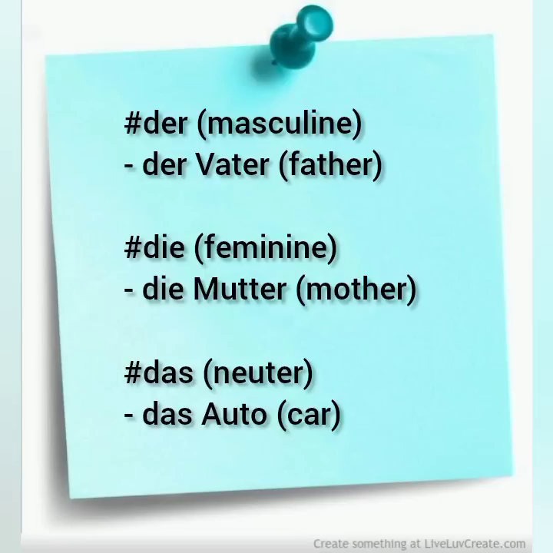Der Vater. And then die is used for feminine nouns, e.g., die Mutter. And guys, the nouns must be in capital. Kindly ensure that your nouns always begin with a capital letter. So die is for feminine, e.g., die Mutter. And then das is for neuter nouns, e.g., das Auto, the car. Okay? So you've now seen der for masculine, die for feminine, das for neuter.